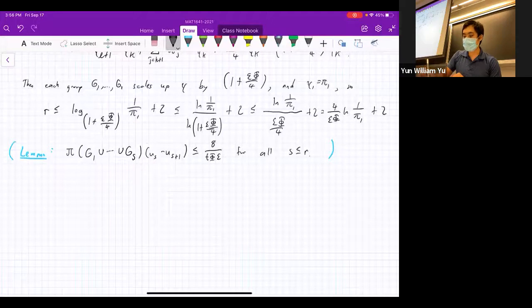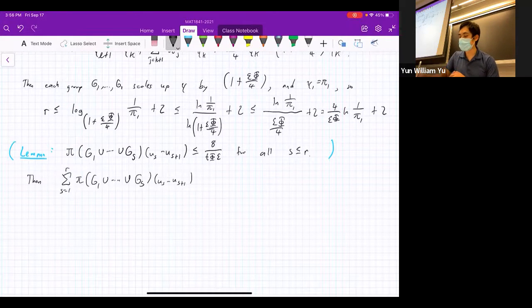And once we're able to do that, then we know that the sum from s equals 1 to r of pi of g1 through gs times us minus us plus 1, so the sum of all these rectangles, is going to be less than or equal to r times 8 over t phi epsilon, because that's the mass we bounded within each of these rectangles.